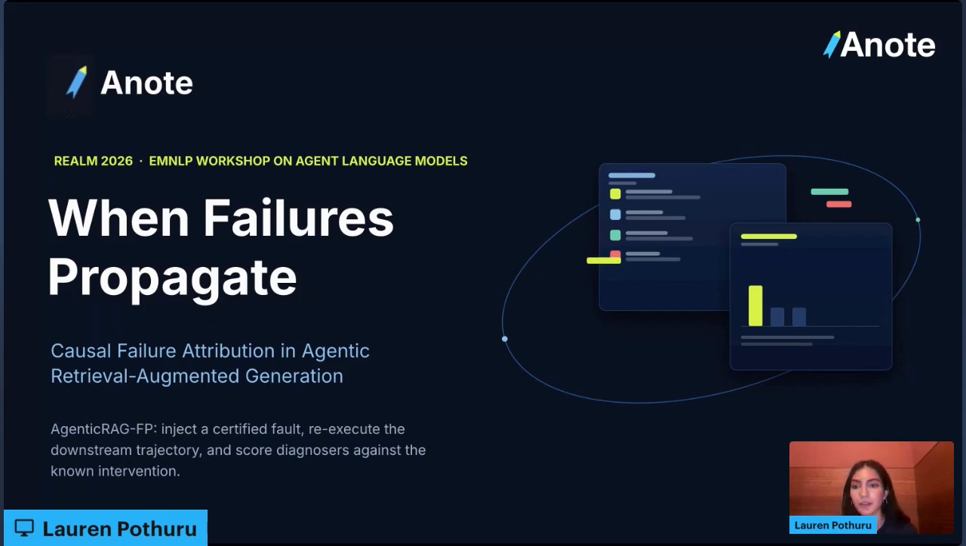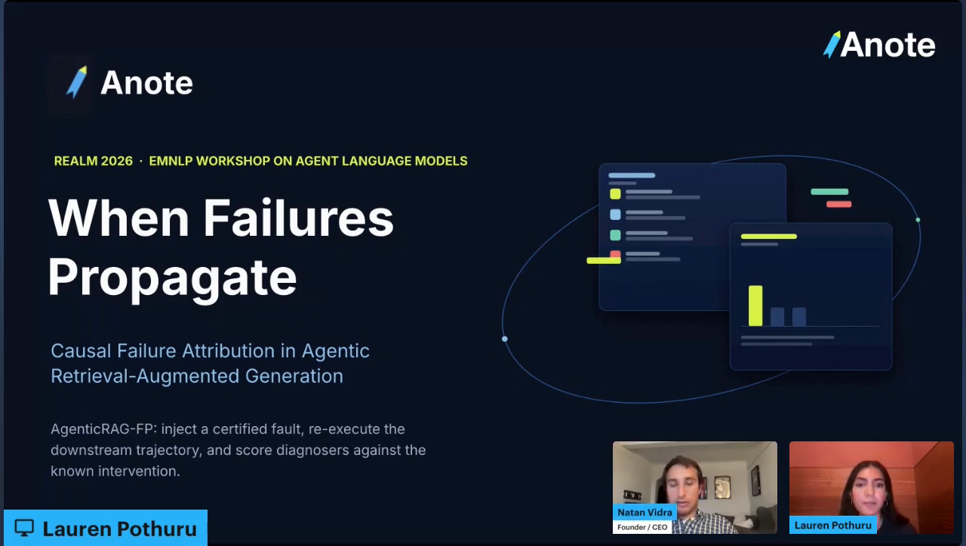So if you look at the chain here on the right, we have at hop one, the evidence retrieved is irrelevant.